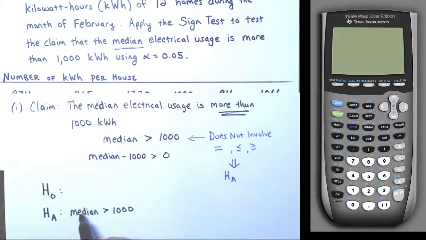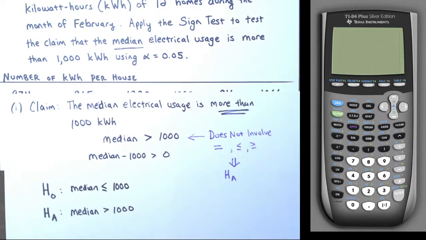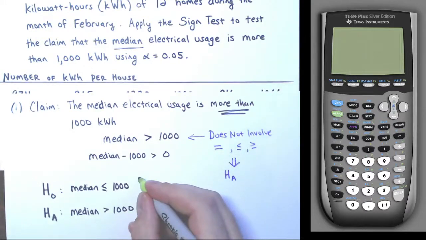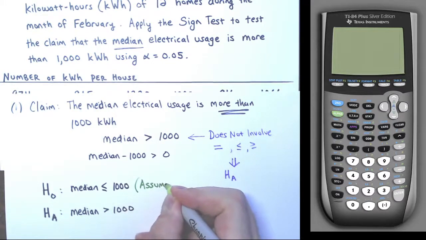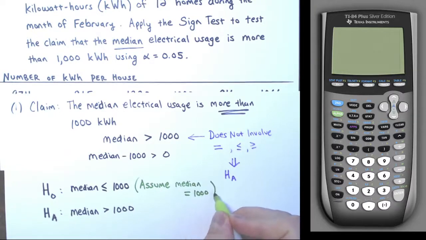And remember, the alternate and null hypotheses should be negations of each other, opposites. What's the opposite of greater than? It's less than or equal to. So the null hypothesis is that the median electrical usage is less than or equal to 1,000 kilowatt hours. Now again, you could also just state what's going to be assumed, just the equal part: assume that the median equals 1,000 kilowatt hours and go from there. So if you just wrote that the median was equal to 1,000 for the null hypothesis, that would also be acceptable.